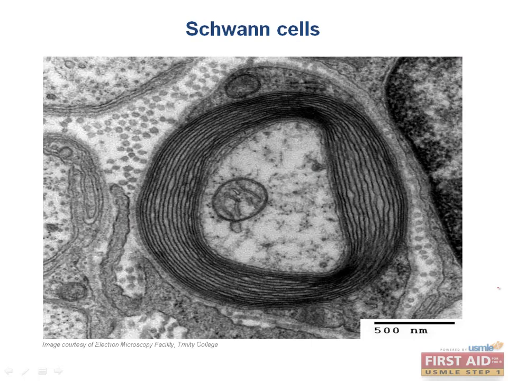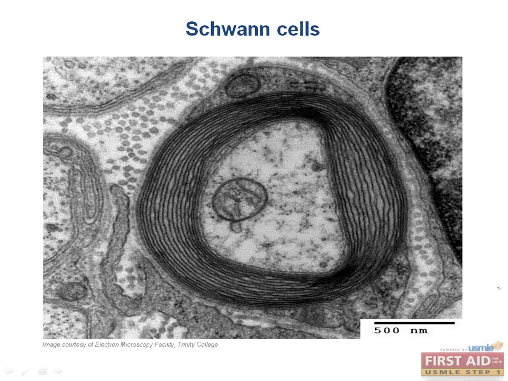Schwann cells myelinate axons in the peripheral nervous system. Unlike the oligodendrocytes in the CNS, which can myelinate multiple axons, Schwann cells can only myelinate one axon at a time. For Step 1, you should be familiar with Schwann cells in two clinical scenarios.